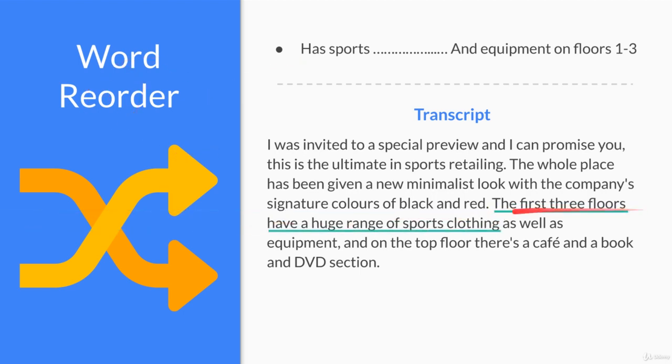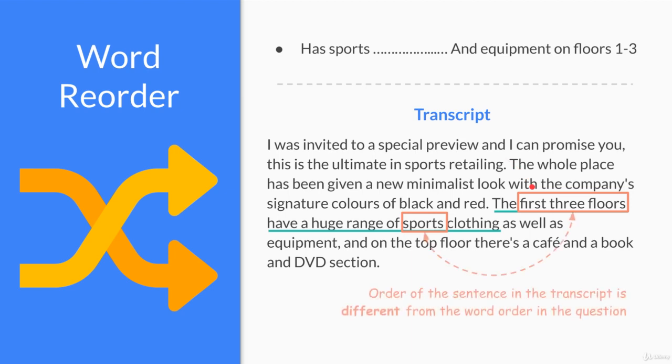So this is where we have our answer. The first 3 floors have a huge range of sports clothing. So has sports what? Sports clothing. That's the right answer. So the order may be switched up in such a manner. Okay? So the order of the sentence in the transcript is different from the order in the question. The correct answer here is clothing, sports clothing.